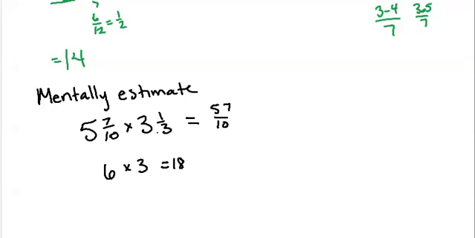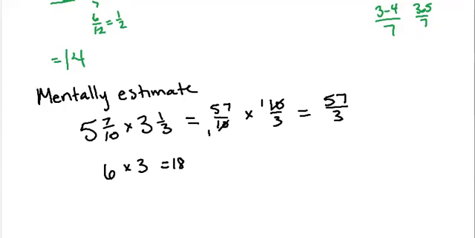Now 3 1/3. How many thirds is 3 wholes? 3 times 3 is 9. So 9 thirds is 3 wholes, and then I add one more third and I get 10 thirds. Now I can multiply, but wait, before I multiply, I see that I could cancel a 10 over a 10. 10 over 10 is just 1. So now I can do this a lot easier. 57 times 1 is 57, and 1 times 3 is 3.